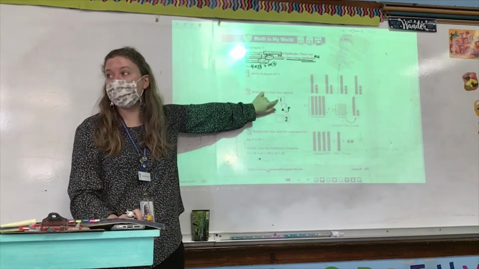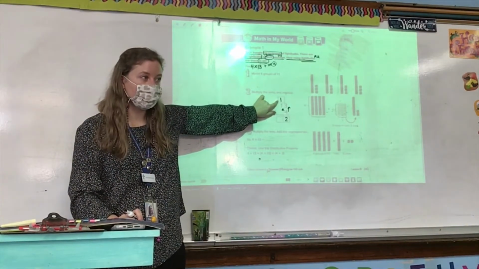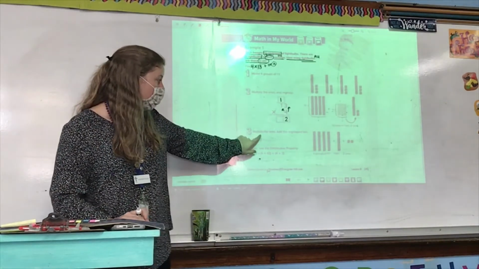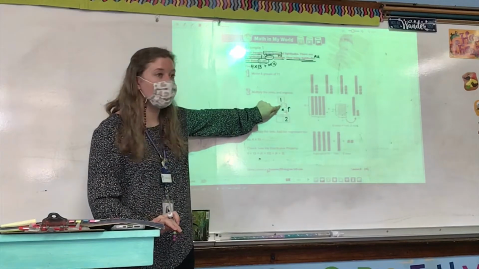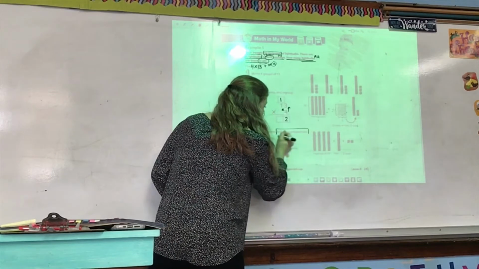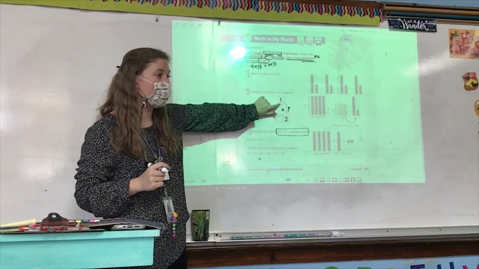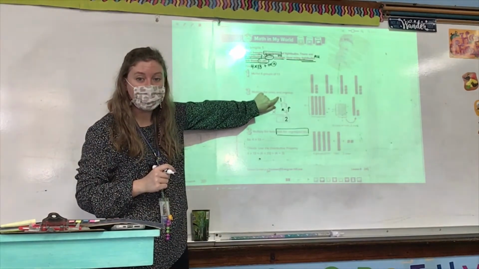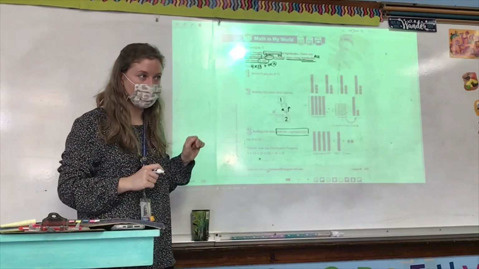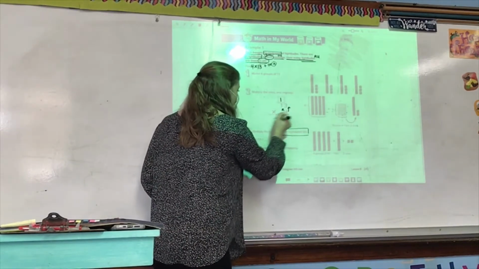When we have a regrouped number in a multiplication problem, we do not multiply that regrouped number. We add it. So we multiply the tens. 4 times 1 equals 4. But then we have to add the regrouped 10. So instead of taking 4 times 1 and then multiplying by 1 again, we are going to multiply 4 times 1 and then add 1. So 4 times 1 is 4, plus 1 is 5.